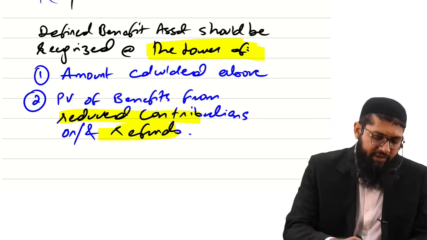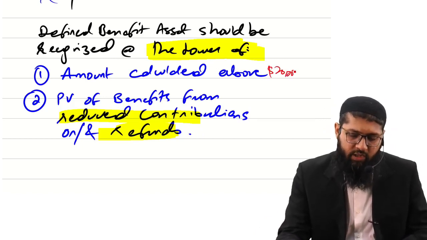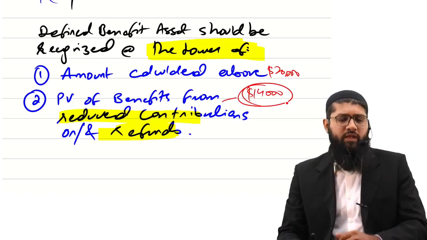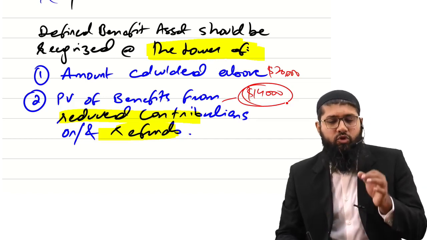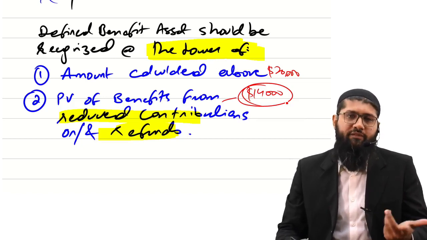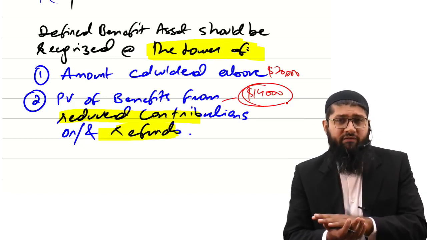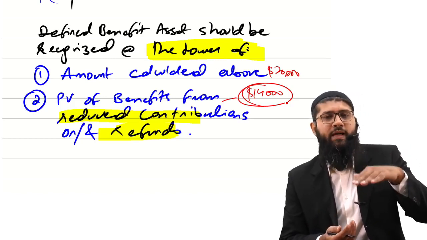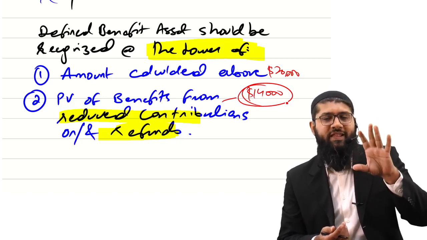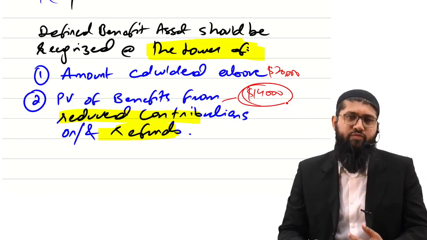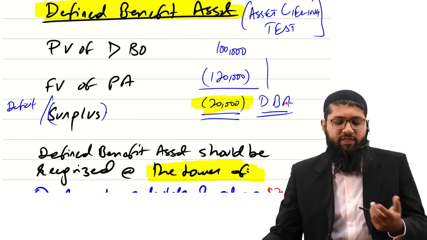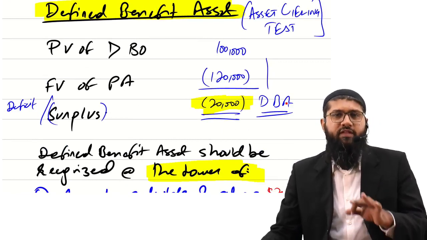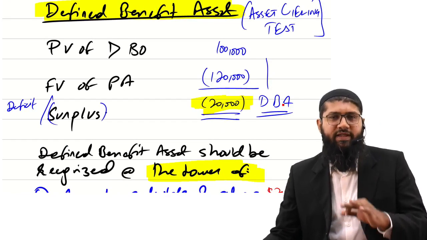For example, if the amount calculated above is $20,000 and the other amount is, let's say, 14,000, you are going to restrict your asset to 14,000. You cannot recognize the asset above 14,000. So basically, when an asset arises, you have to put a ceiling on it, and that is termed as the asset ceiling, the maximum amount at which the asset could be recognized. The objective is to make sure that assets are not overstated. So we are done with the concept of the defined benefit asset.